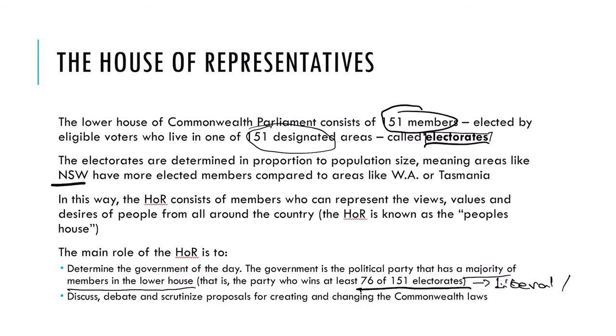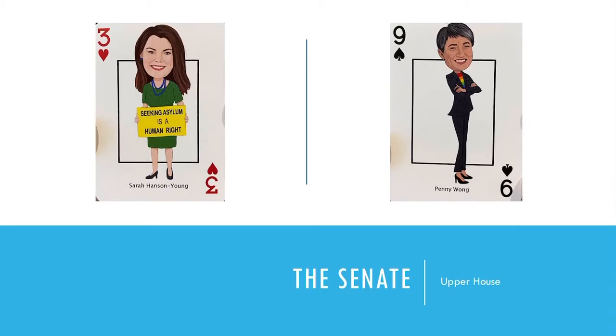Liberal National Coalition, which of course is headed by Scott Morrison. The House of Representatives also discusses, debates and scrutinises proposals for changing and creating Commonwealth laws. So it's probably the role it is more known for, but of course it has this very important role in determining the government of the day.